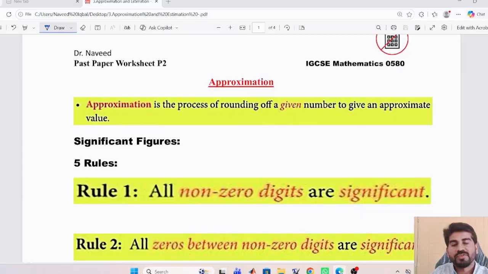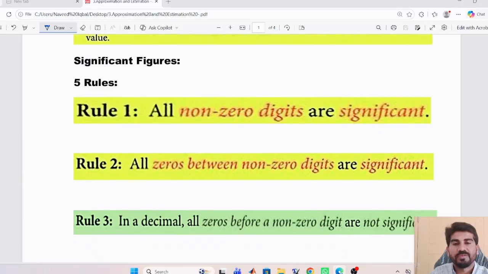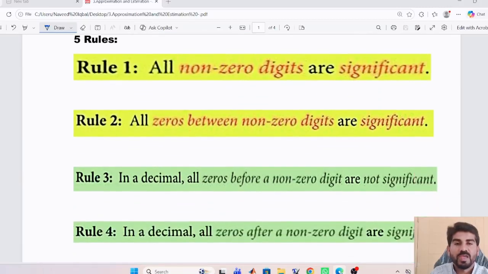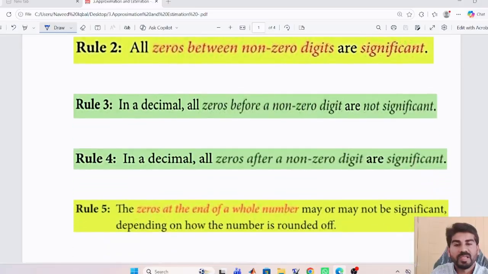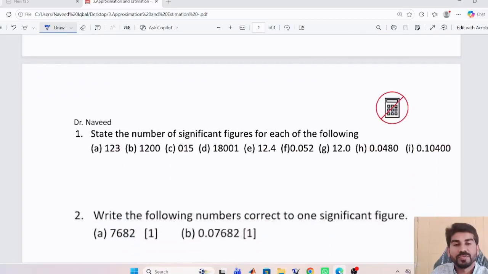In the previous video, we discussed the rules for significant figures. We discussed all 5 rules of significant figures for identification. If you watched the previous video, then it's okay. Otherwise, you have to pause this video and go to the previous video to understand these 5 rules of significant figures with the help of examples. When you know these rules, then you can solve this worksheet.